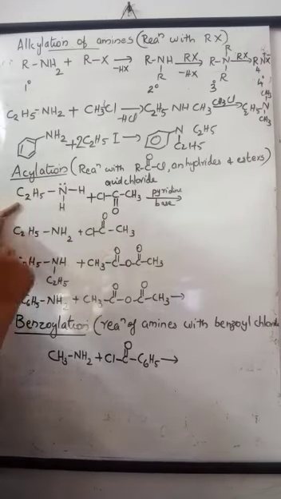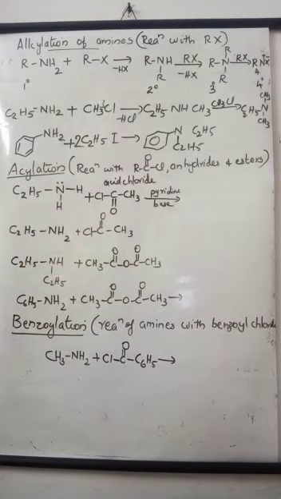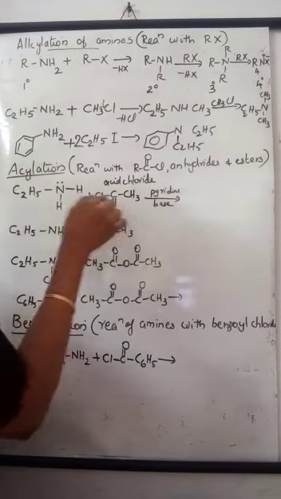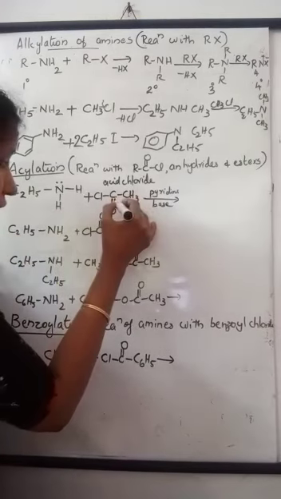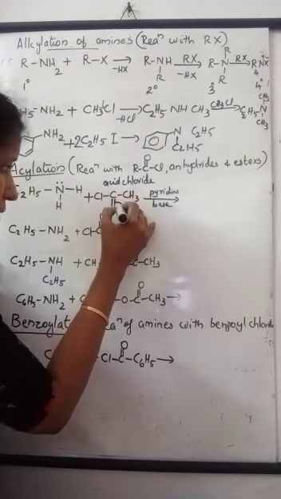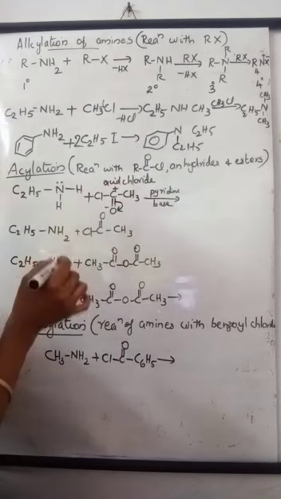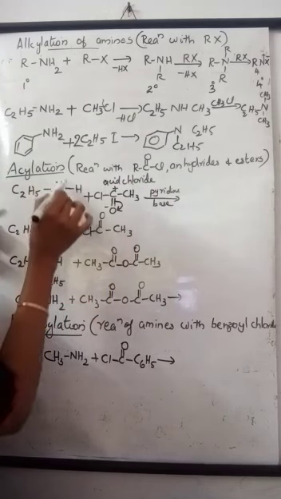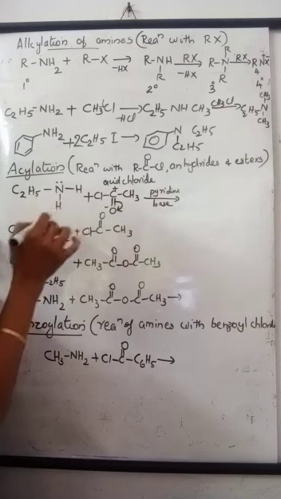C2H5NH2, ethylamine, when reacting with CH3COCl, which is ethanoyl chloride or an acyl chloride. What happens? This C=O group is polar, so this bond pair of electrons will be taken by oxygen, making oxygen negative and carbon positive. The C2H5NH2 group acts as the nucleophile. This is also a nucleophilic substitution reaction.